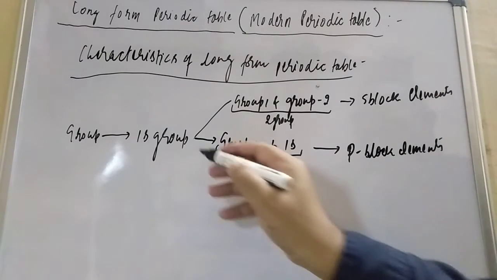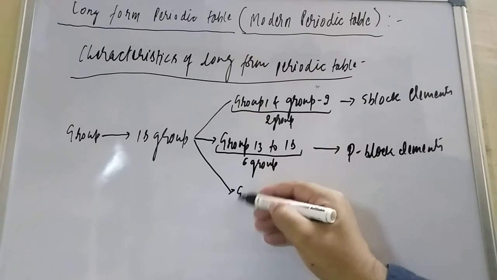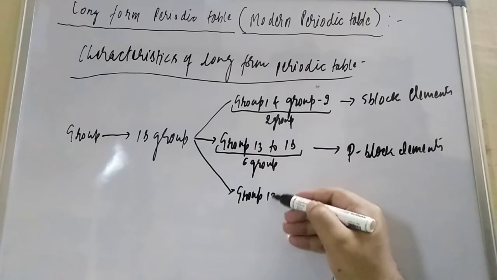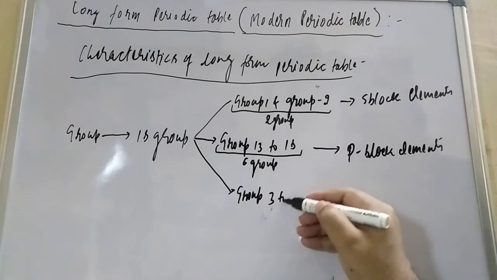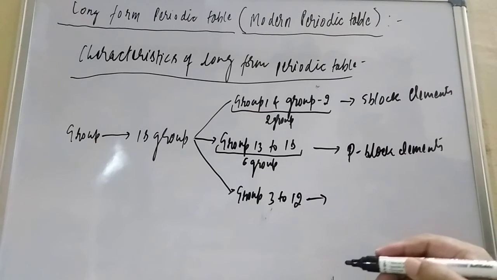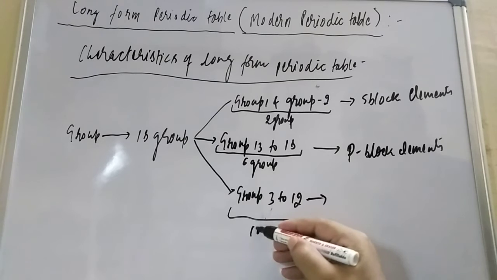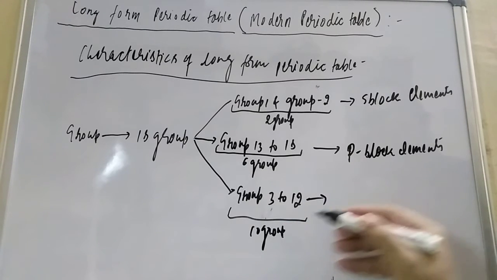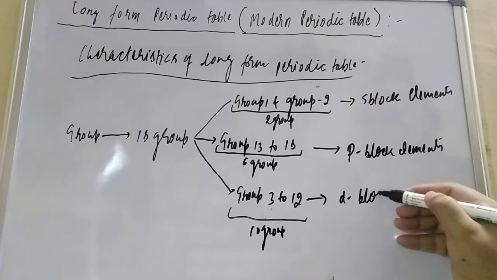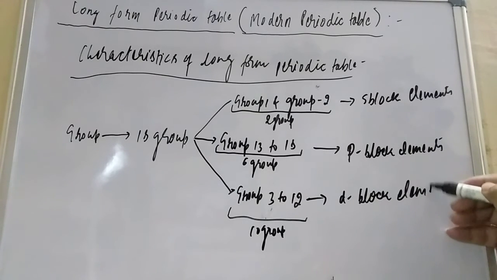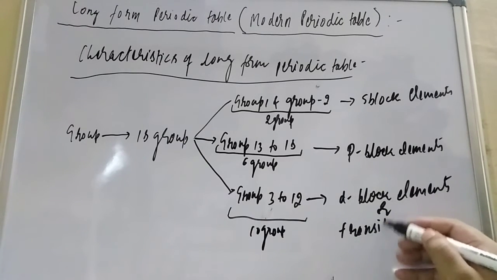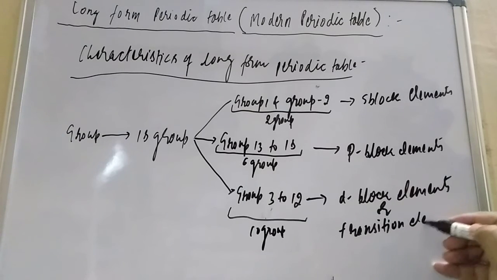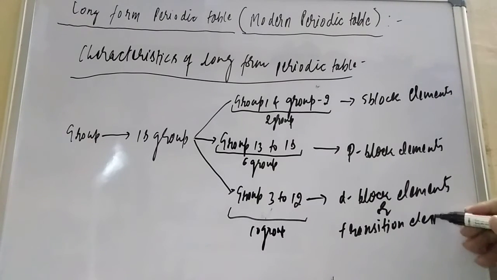Now student, two more blocks are there. If you talk about group number 3 to 12, that is a total of 10 groups. They are known as D block elements. D block elements are also known as transition elements. Why transition elements, friend? Transition elements means they are present between S and P block elements. And one more reason is that they have incomplete d orbitals.